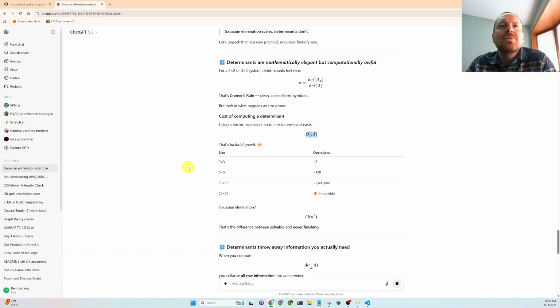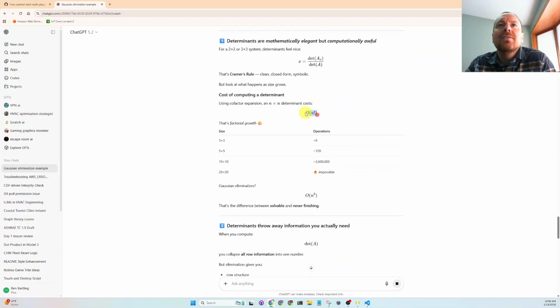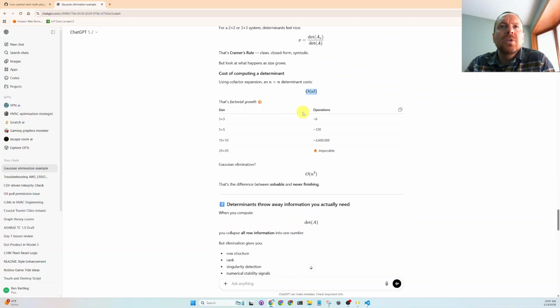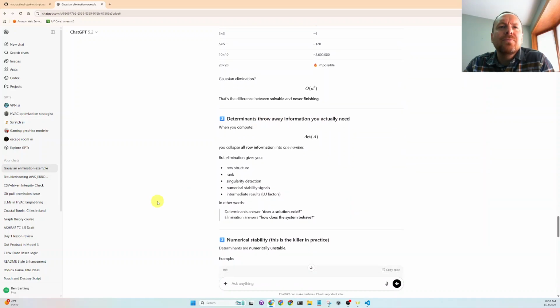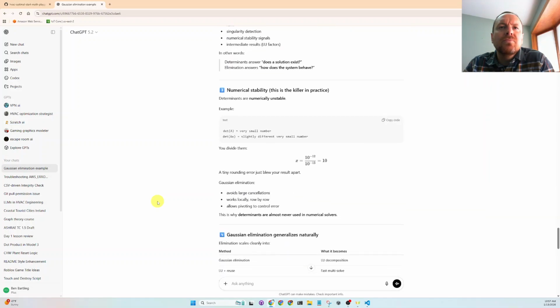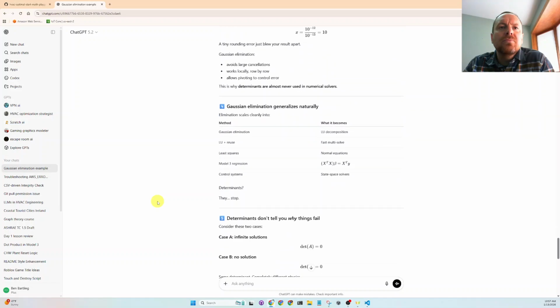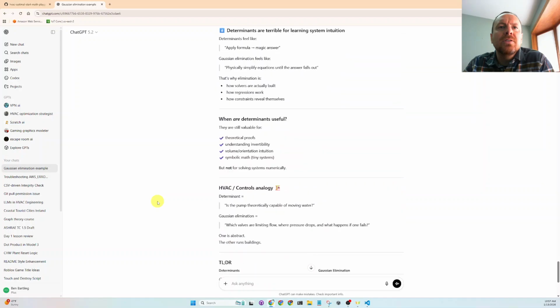So this is getting into computer science terminology on computation theory, on O to the n. This is where computer scientists study complexity, O to the n log n complexity or whatever. Determinants are throwaway information you don't actually need, so interesting.